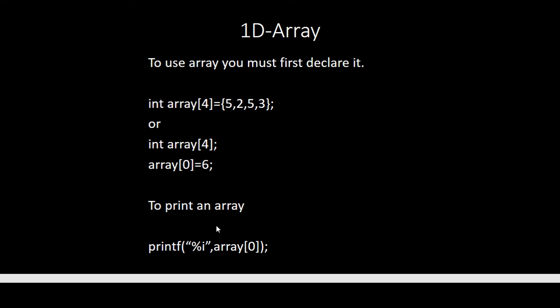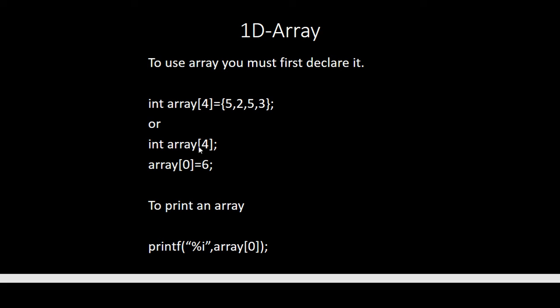Array. Sometimes we need to assign multiple values into a variable. So we need to use this bracket with a number inside. The number inside represents the number of values we want to assign to these variables. So here 4. So this equal and curly bracket 1. This part is how we assign multiple values to an array.